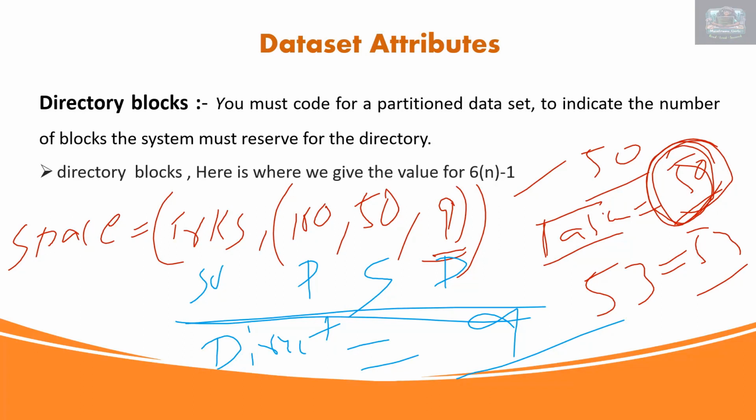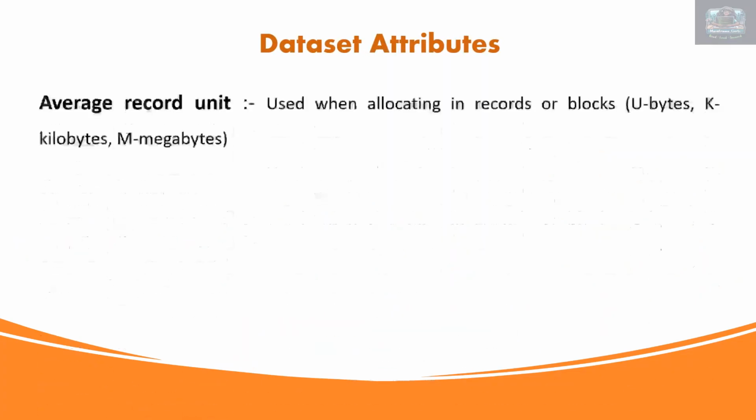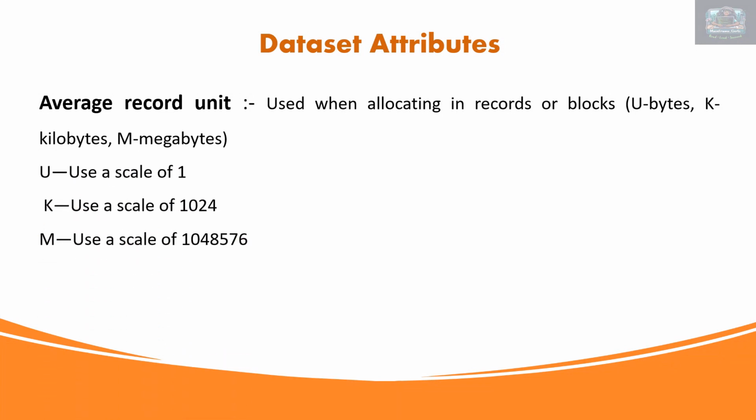Like I told you, if you need 50 members, you say directory blocks equals 9, and it gets calculated by 6 and minus 1. So here's the next one, which is average record unit. When you specify, as I told you, space equals, you give the space unit here.